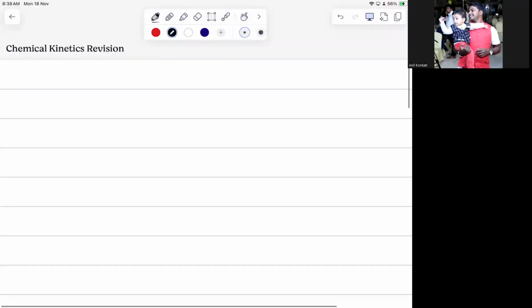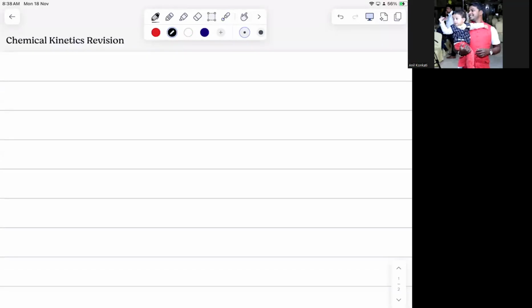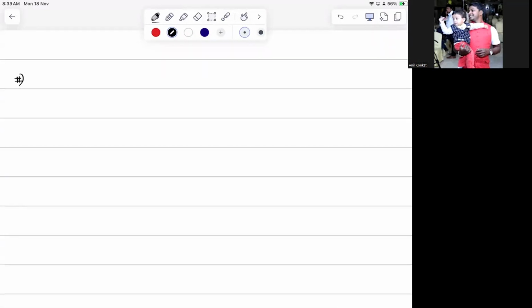So in chemical kinetics, mainly it is to do with the rate of the reaction. So we will learn point by point. First, you learn the basic definition of what is rate.